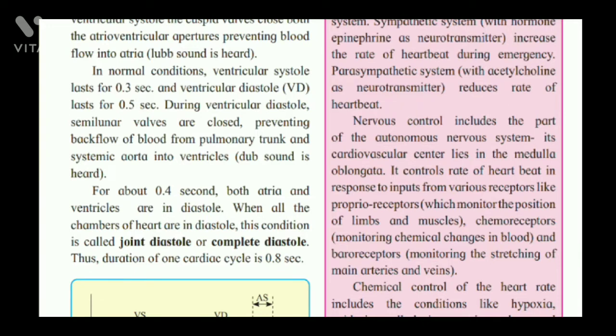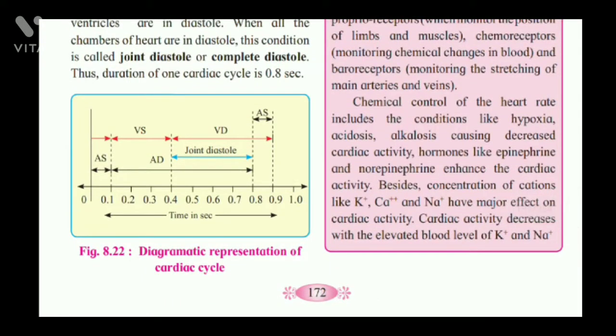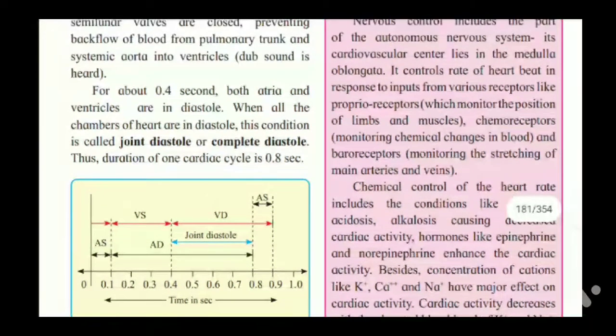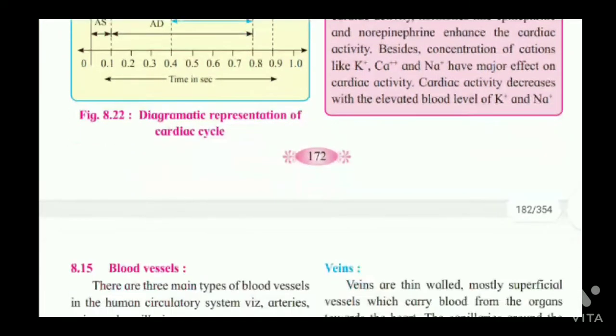When all the chambers of the heart are in diastole, this condition is called joint diastole or complete diastole. Thus, duration of one cardiac cycle is 0.8 second. The diagrammatic representation of cardiac cycle is given. Atrial systole is 0.1 second, ventricular systole is about 0.3 second, and then joint diastole is about 0.4 seconds. Now let's go to blood vessels.